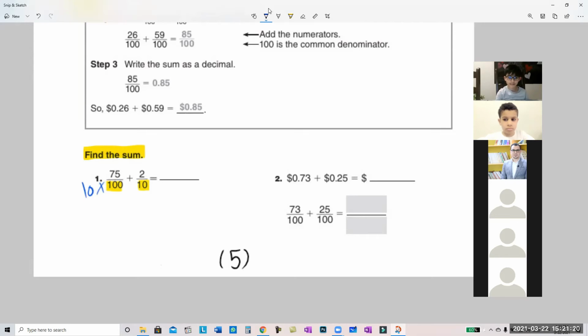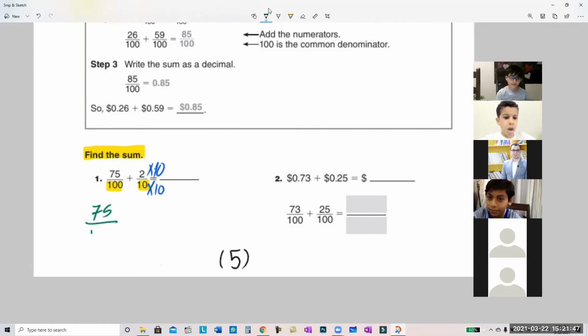So we're gonna multiply 100 by 10? No, 10 by 10. So you have to multiply the small number to get the big number, okay? The small number here is 10. So you have to multiply 10 by another number to give me 100. So 10 multiplied by what to give me 100? 10 multiplied by 10. So we're gonna multiply both of them by 10, up and down.